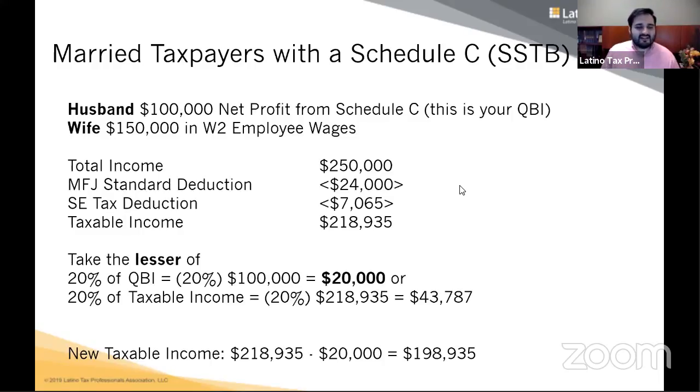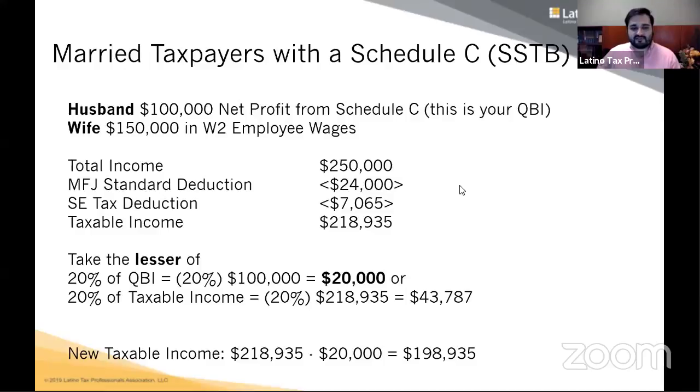Easy, right? Let's do some math. 20% of QBI, 20% of 100,000 is 20,000, or 20% of taxable income. 20% of taxable income is 43,787. So in this case, the deduction is 20,000. What does that do? It lowers their taxable income. So their new taxable income, because of their $20,000 deduction, is now $198,935. Because George has a Schedule C business, he's able to get that QBI deduction, and it lowers their taxable income together. So that's how it works.